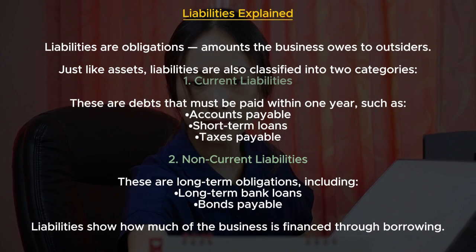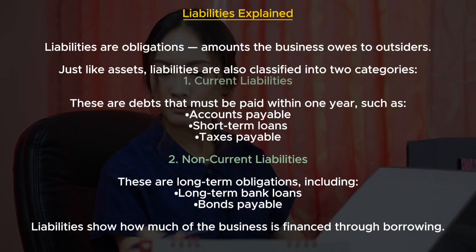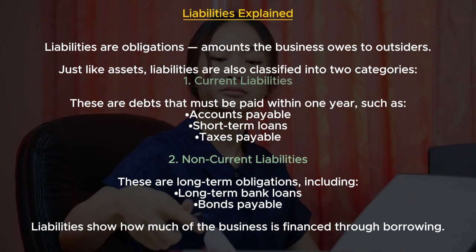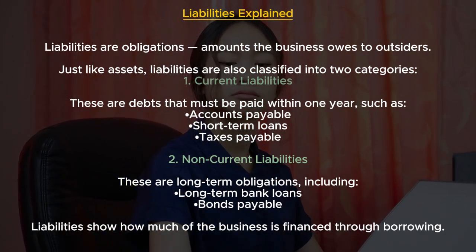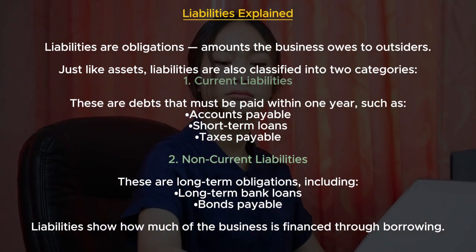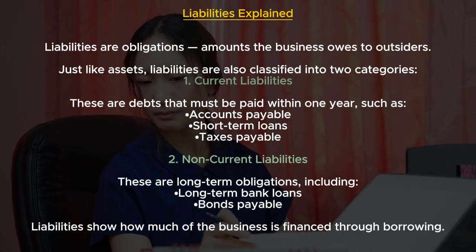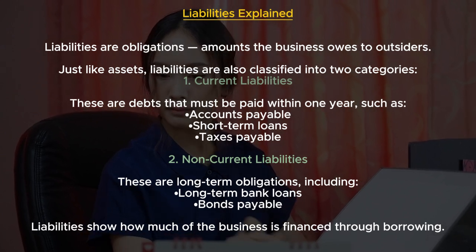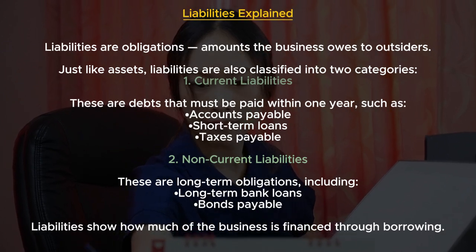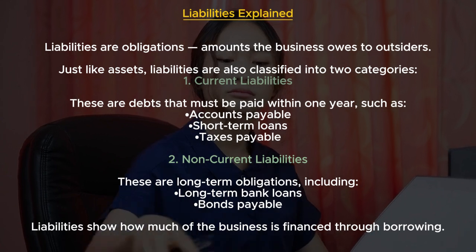Liabilities explained. Next are liabilities. Liabilities are obligations, amounts the business owes to outsiders. Just like assets, liabilities are also classified into two categories. 1. Current liabilities. These are debts that must be paid within 1 year, such as accounts payable, short-term loans, taxes payable. 2. Non-current liabilities. These are long-term obligations, including long-term bank loans, bonds payable. Liabilities show how much of the business is financed through borrowing.